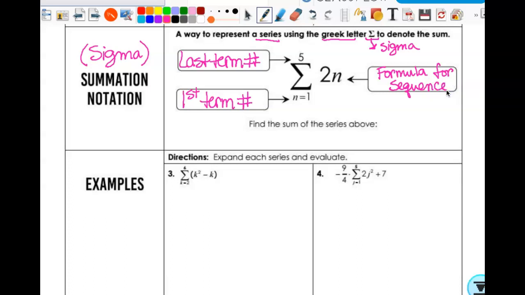So what that notation means here, if I want to actually find that sum, I substitute that 1 in, so I will have 2 times 1 plus 2 times 2 plus 2 times 3 plus 2 times 4 plus 2 times 5, right? So I've gone from 1 to 5, and when I add all that up, that gives me 30.